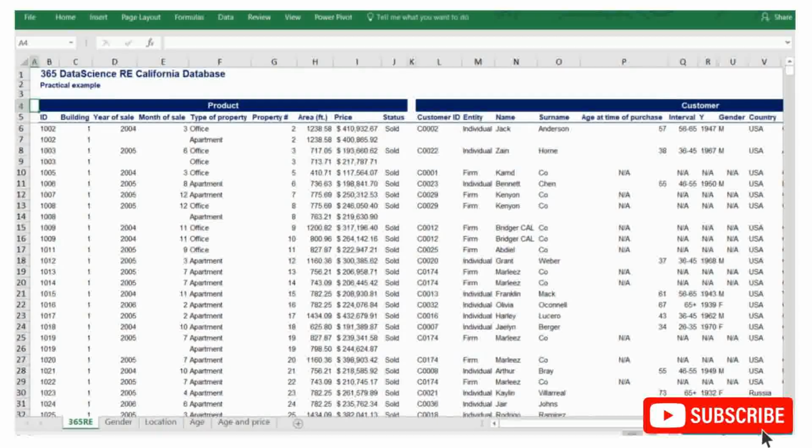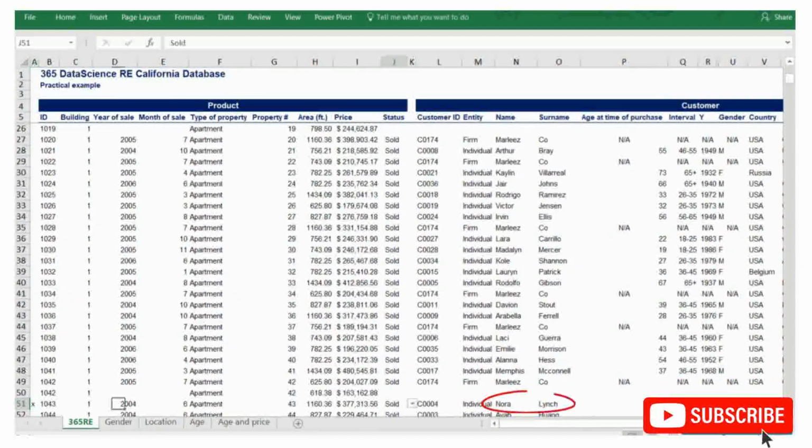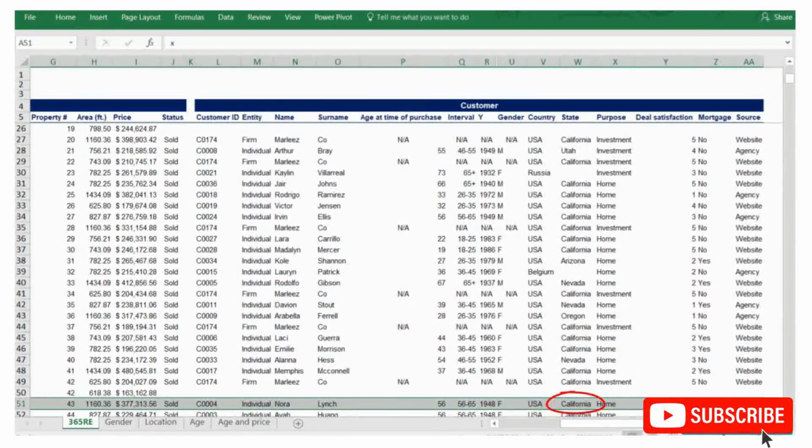Let's see what a row looks like. This should clear up the logic of the table for you. Nora Lynch, with a customer ID C0004, was 56 years old when she bought apartment 43 in Building 1 to live there. She paid $377,313 for an area of 1,160 square feet in June 2004. Nora is from California, felt very satisfied with the deal, and did not get a mortgage for the purchase. She found out about our product through our website.